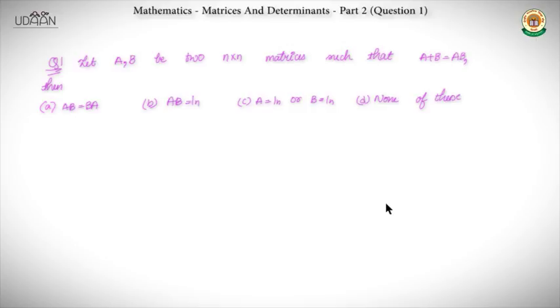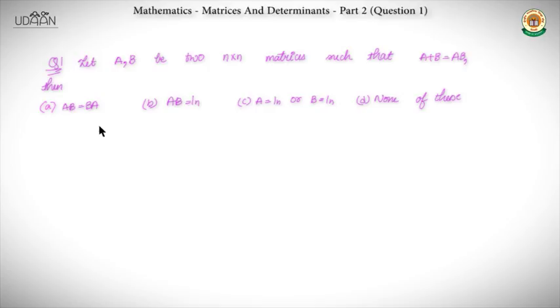Here, which says let A and B be two n cross n matrices such that A plus B is equal to AB. Then the four options given are AB is equal to BA, AB is equal to identity matrix, A is equal to identity matrix, or B is equal to identity matrix, or none of these. Okay, so how should we go about solving this problem?